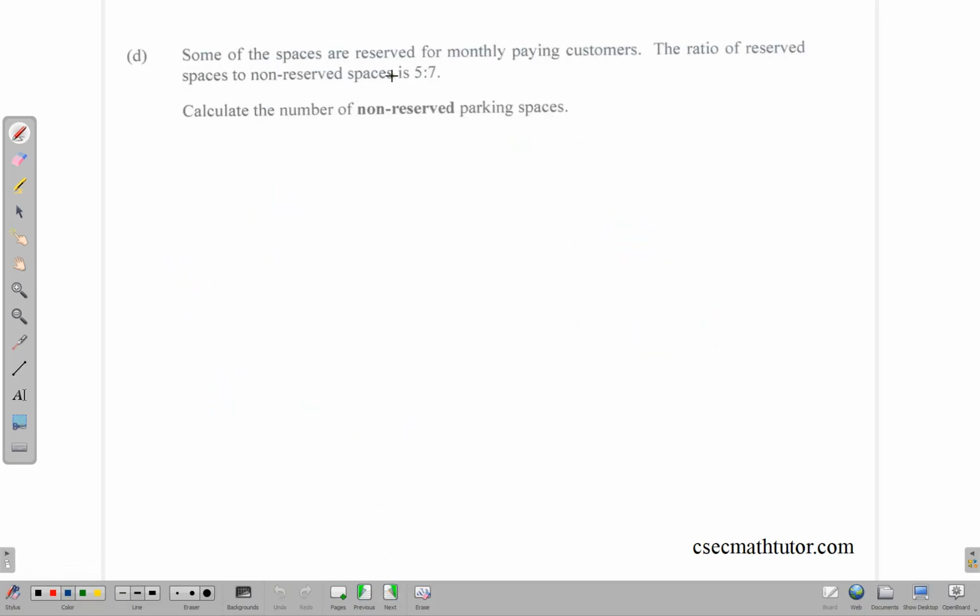Some of the spaces are reserved for monthly paying customers. The ratio of reserved to non-reserved is 5 to 7. So reserved to non-reserved is 5 to 7. And of course, we want to find the non-reserved.